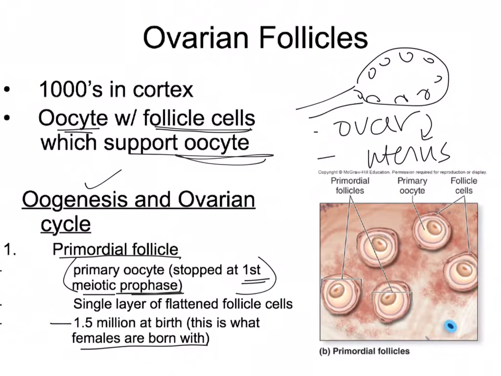Primordial follicles have a single layer of follicle cells around them. If you look at this picture, these are all primordial follicles. They have the follicle cells around them, and then they have this primary oocyte, which is going to develop into the egg. But these are called primordial. So that's what we start out with, and we only have a certain number when we're born.